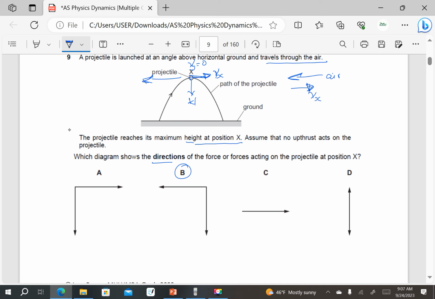The weight is vertically downwards. So of course C and D are wrong because they don't take into consideration air resistance. What makes A wrong is because at point X, velocity in the y goes to 0. Velocity in the x is to the right-hand side. Therefore, air resistance must be to the left-hand side. So the answer is going to be B.